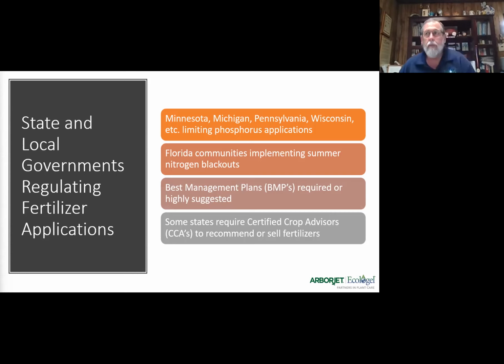Here in Florida, where I am, many coastal communities and now others coming inland are starting to have nitrogen blackouts so that the nitrogen doesn't enter the waters around Tampa Bay and other ocean communities and cause red tide. That's what they're considering the cause. Many states do have suggested and are moving towards best management practices. Here in Florida, our local Turfgrass Association is really strongly promoting best management practices so that regulations don't come in. And then some states do require certified crop advisory certification to recommend or sell fertilizers.